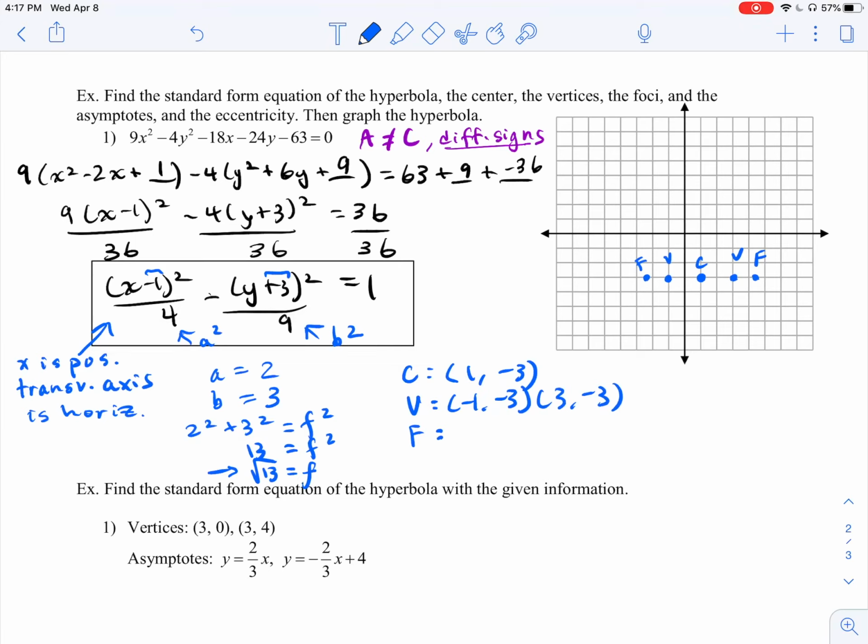And for us to identify where our two foci are, we're going to say it's going to be 1, which was the x value of our center, plus root 13. And that's actually the most precise way to write that because root 13 is an irrational number. Negative 3, that gives us this particular focus on the right side. And if we just subtract root 13 units away from 1, so let's just go ahead and concisely write that as 1 plus or minus root 13, negative 3. There's our other focus coordinate.